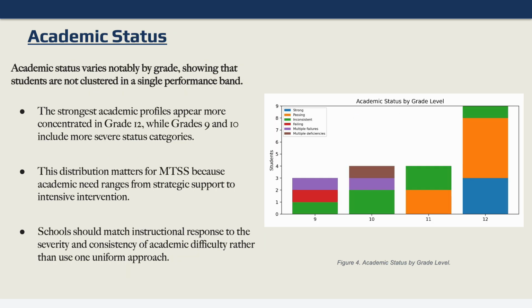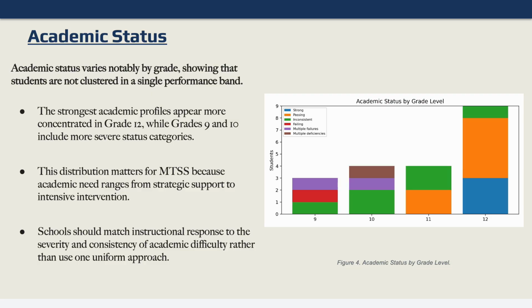So let's look at the academic status. Academic status also varies significantly by grade. Because needs range from strategic to intensive, schools must also match their instructional responses to the severity and consistency of the challenges that students face.